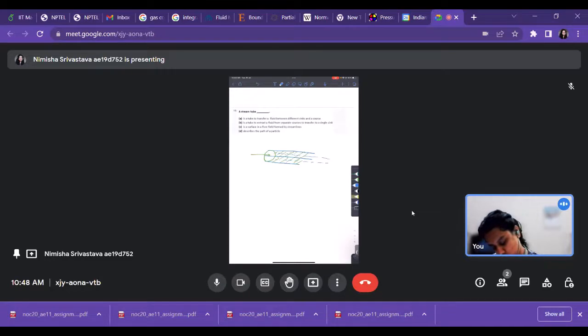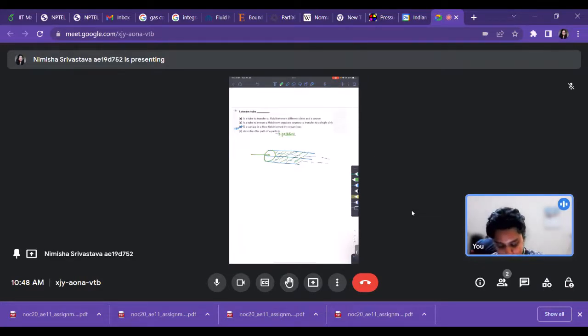Okay, so stream tube is a tube to transfer fluid from different sinks and a source. That doesn't sound very close to what I want. Is a tube to extract the fluid from separate sources to transfer to a single sink? No. Is a surface in a flow field formed by streamlines, because it's a visual aid, and we are forming that tube out of streamlines. So this sounds okay to me. Describes the path of a particle? No, that's going to be a path line for you.